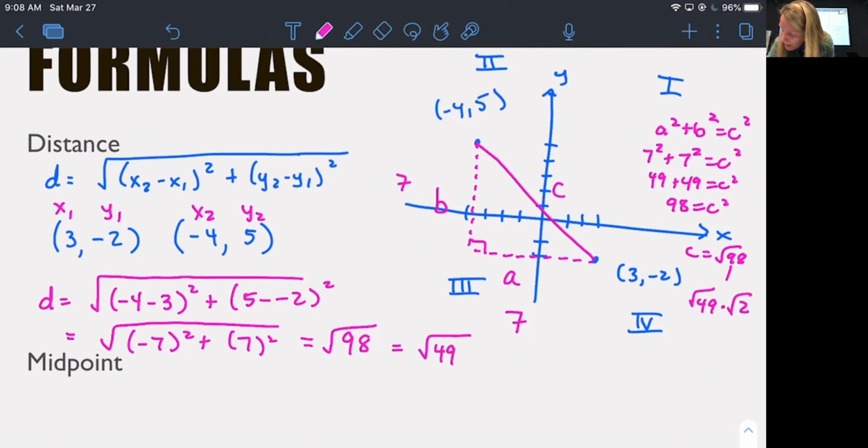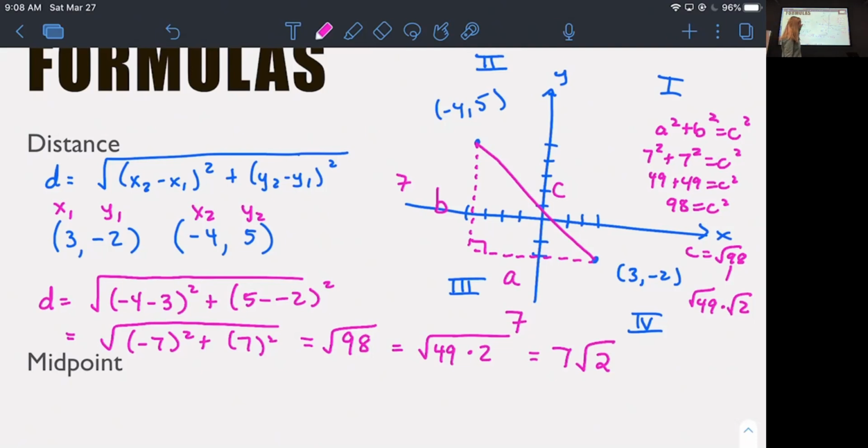So 98 is 49 times 2. I can take the square root of 49. What's the square root of 49? 7. So this is just going to be 7, and then square root 2, I can't take the square root of, so it stays underneath. So if I wanted to simplify that distance, it would be 7 square root 2. Do we have questions on the distance formula? So you can do it either way.